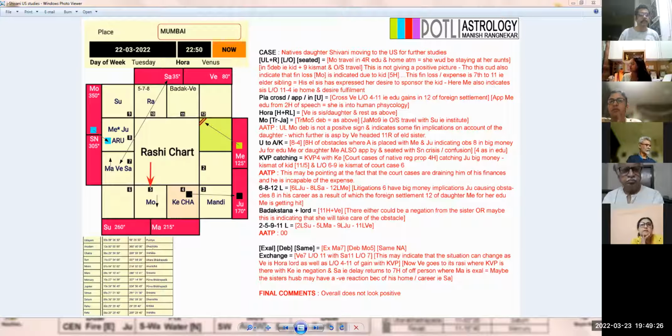Moon is the karak of what, other than mother and all that? Last time I told you: financial loss, travel also, financial loss as well. See, you have to pick up out of that. Debilitated, meaning it is a loss.